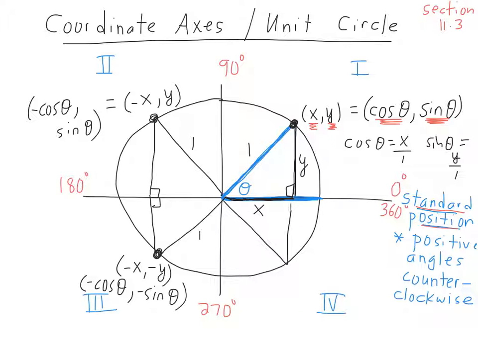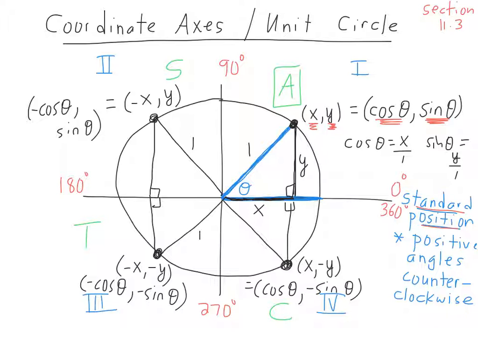Let's do it in the fourth quadrant here. Down here we would have x comma negative y. This means that it'd be the same as cosine of theta and then negative sine of theta. Notice how cosine is positive and sine is negative. Well, we can summarize what's positive and what's negative by using this A, S, T, C, which stands for the following: A is all of the trig functions are positive.